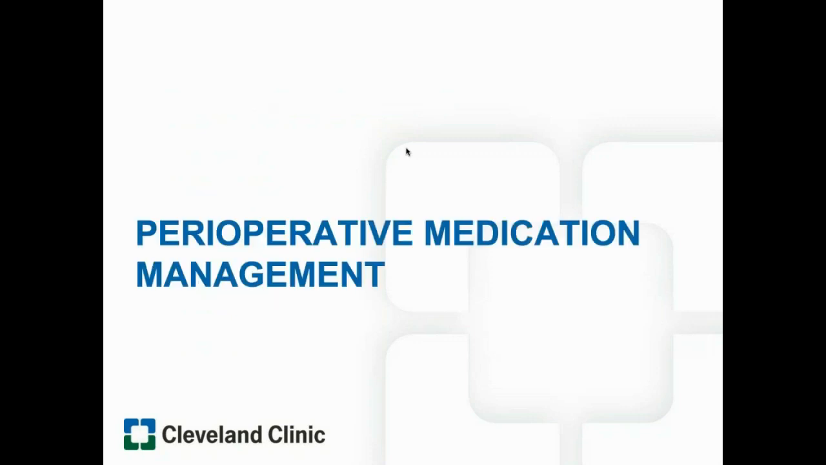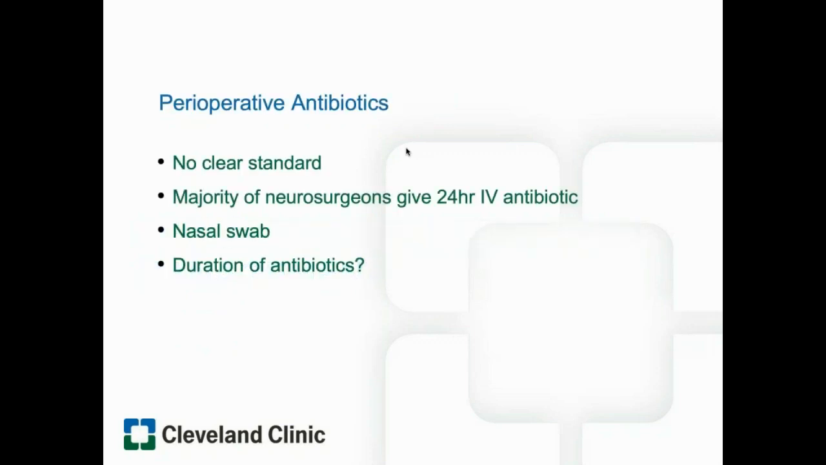Let's talk about some of the perioperative medication around the time of surgery. So let's talk about antibiotics. There really is no clear standard of care for antibiotics for pituitary surgery. Now, the majority of neurosurgeons pretty much all give an intraoperative IV antibiotic, meaning when you undergo anesthesia, you get a dose of antibiotics. And I'd say the majority give an IV antibiotic for about 24 hours after surgery.